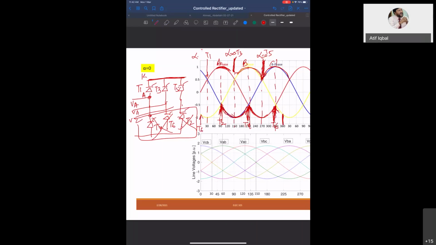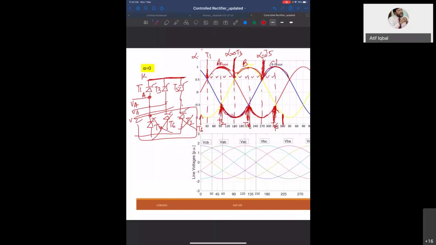Okay. And you see here, T1 is operating from this point to this point. That means 1, 2, 3, 4. So 30 degree to, sorry, 30 degree to 150 degree. And so four, like 1, 2, 3, 4 squares. T3 will operate 4. 1, 2, 3, 4. T5 should also operate 4.